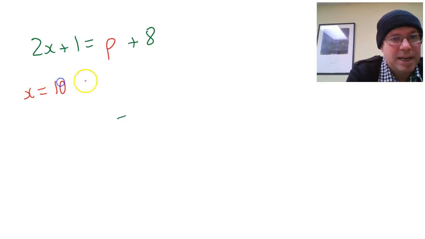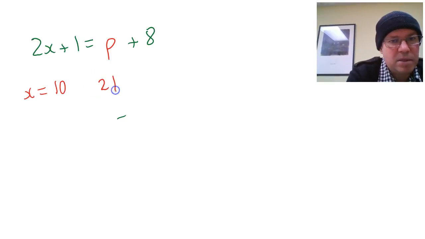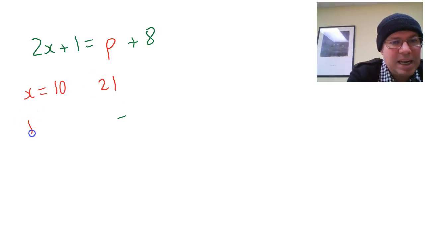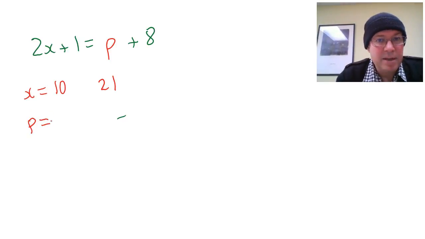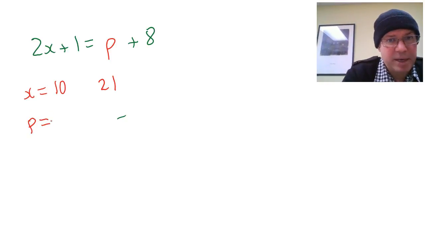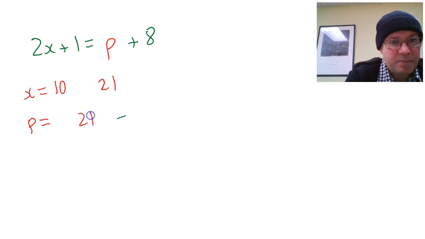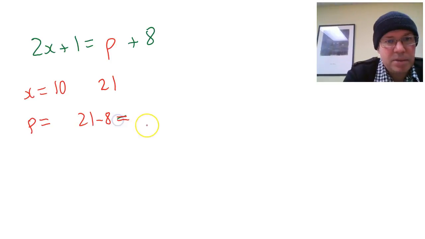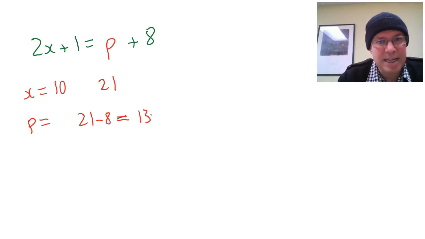So imagine we had our guess of x is 10 again. We've got 21 on the left-hand side. Well, clearly, to make the right-hand side 21, if x is 10, then the p number would have to be 21 minus 8, wouldn't it? And 21 minus 8 is, well, an easy way to do that is minus 10, then add 2, so 13.